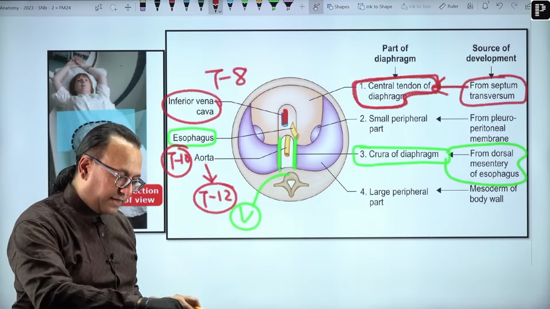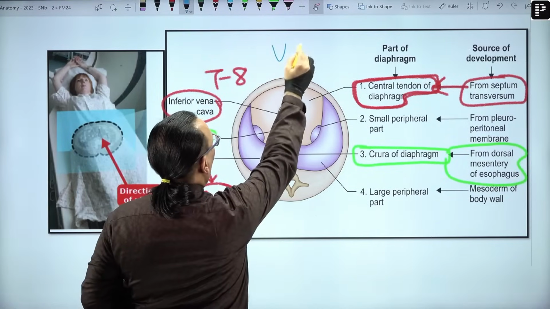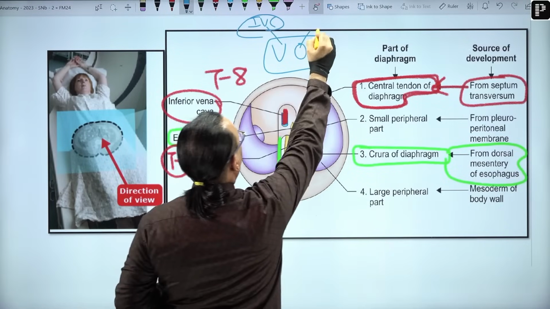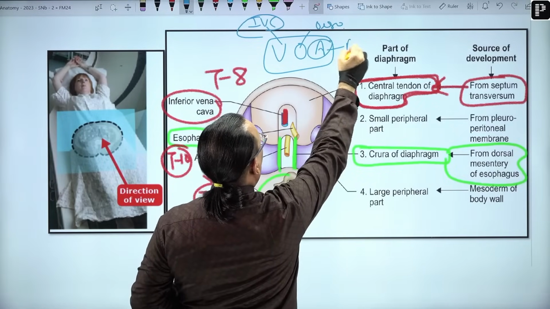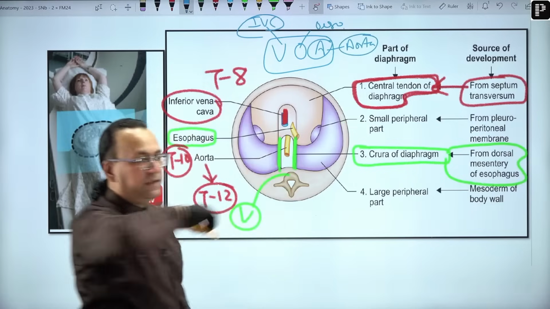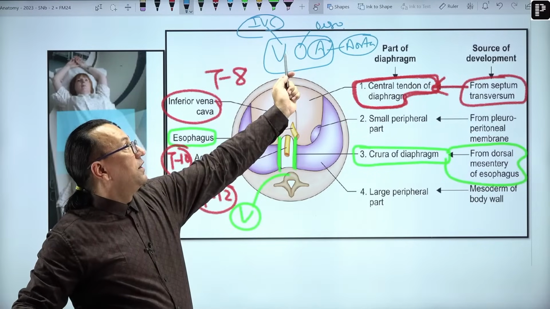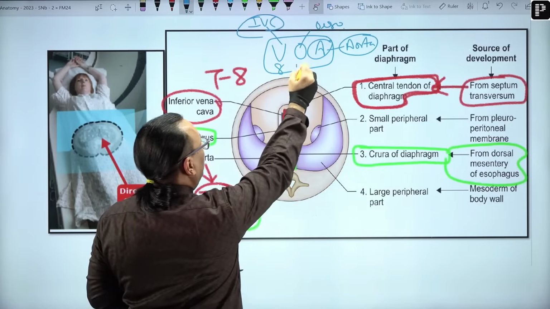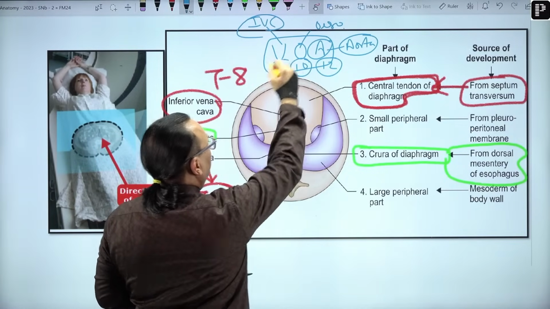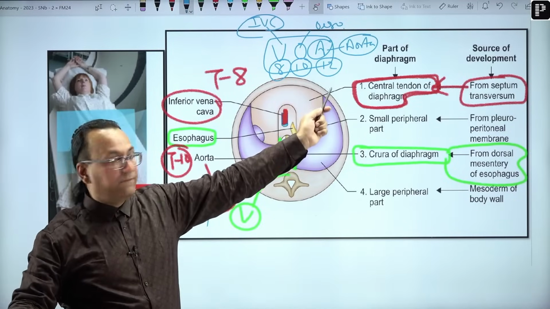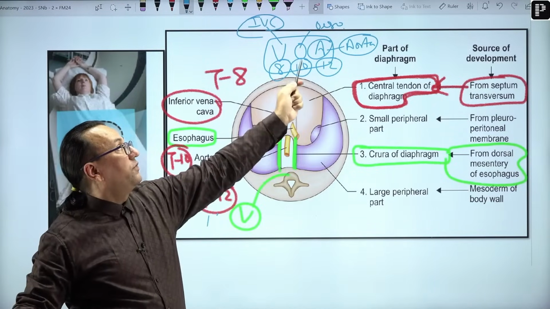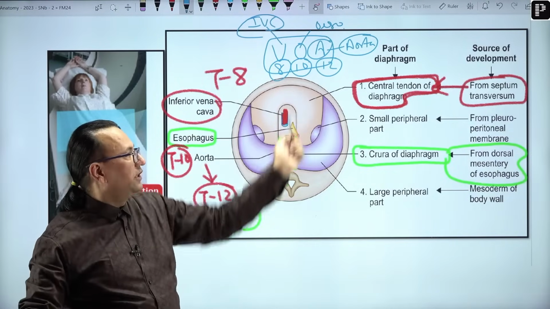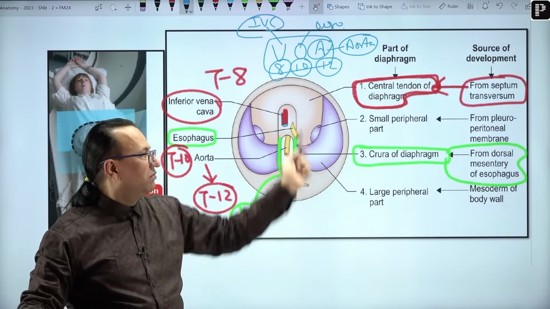Sometimes we remember it by this mnemonic: voice of anatomy. V is inferior vena cava, O is the esophagus, A is the aorta. So voice of anatomy: V T8, O T10, A T12. So 8, 10, 12, the three major openings in the diaphragm. Voice of anatomy, 8, 10, 12. Though I don't use such mnemonics very frequently, they can be helpful sometimes.